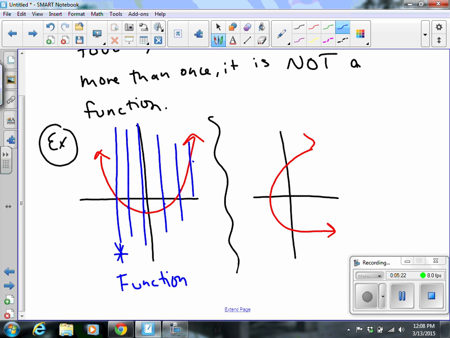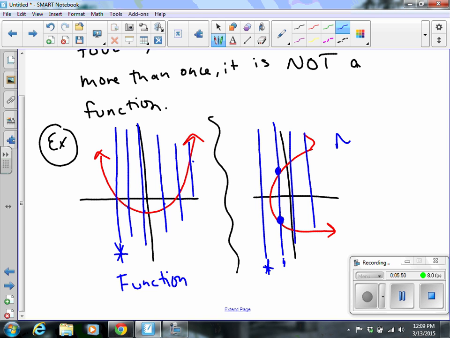So now let's look at the second one. So I'm drawing in some vertical lines here. Let's look at this first one. Looking at it, the red line doesn't even intersect it, so I don't even have to worry about it. So that one's good. Let's look at this next one. So I'm looking at it, the red line intersects once and twice. So right there, I don't even have to look at the other vertical lines. I already know, not a function. And that's all based on my vertical line test.